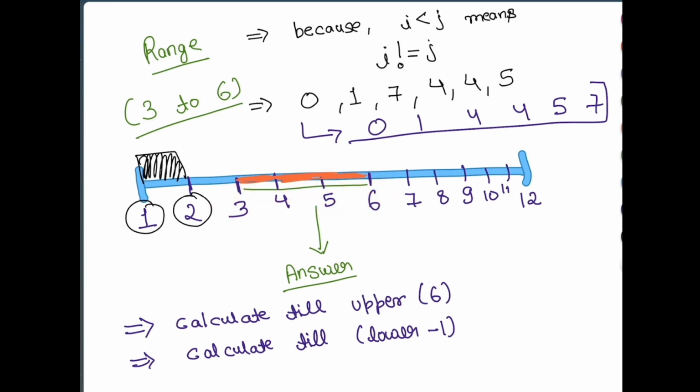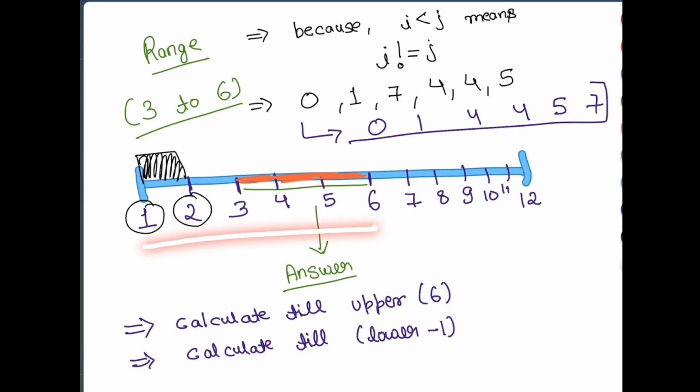That is, whose sum are within your range. So instead of solving the problem like trying to find all the pairs whose sum are within 3 to 6, I will try to find all the pairs whose sum are till 6 and till 2. 2, that is 1 less than the lower. And their difference is going to be all the pairs whose sum are within 3 to 6. You can understand it from here.